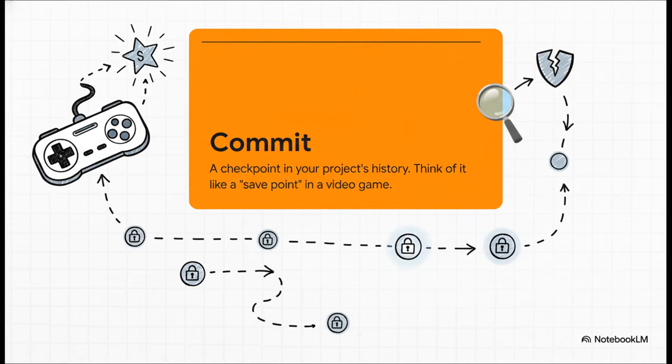And every time you save your progress in Git, you create something called a commit. Honestly, the best way to think of a commit is like a save point in a video game. You hit a checkpoint. If something goes totally wrong later, you can always jump right back to that last good save point without losing everything. It means you can experiment completely without fear.